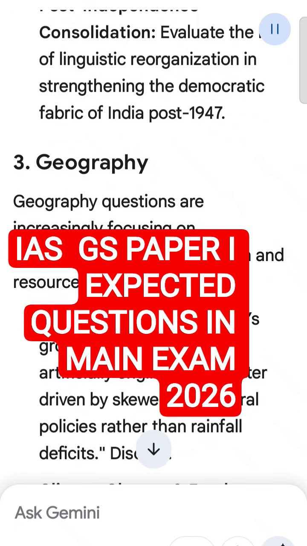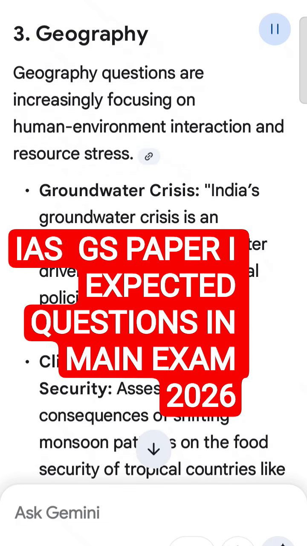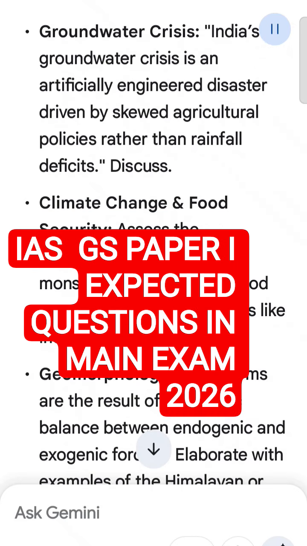Groundwater crisis. India's groundwater crisis is an artificially engineered disaster driven by skewed agricultural policies rather than rainfall deficits. Discuss climate change and food security. Assess the consequences of shifting monsoon patterns on the food security of tropical countries like India.